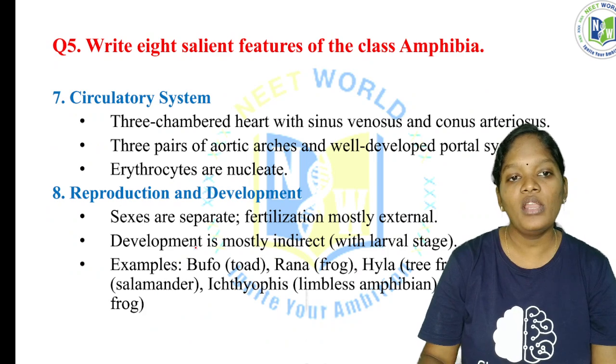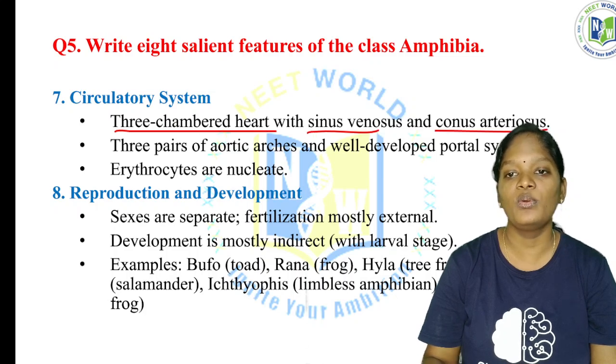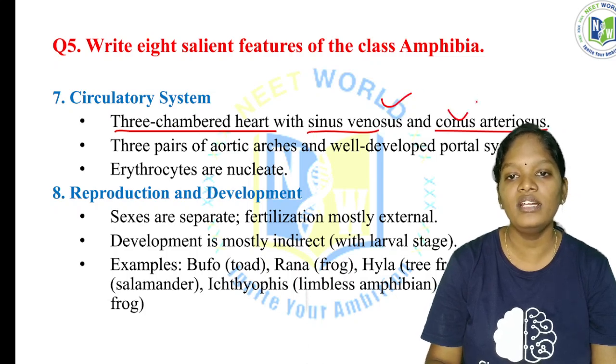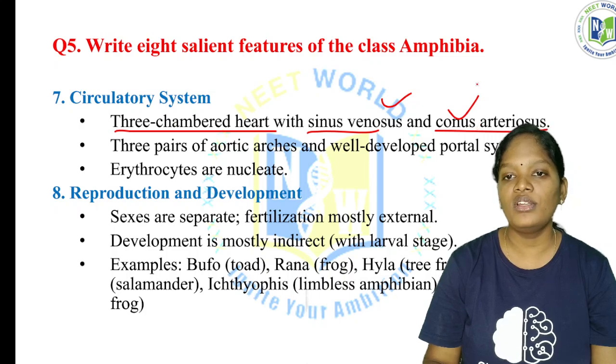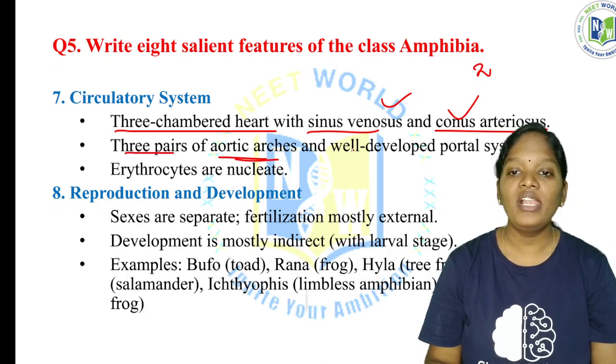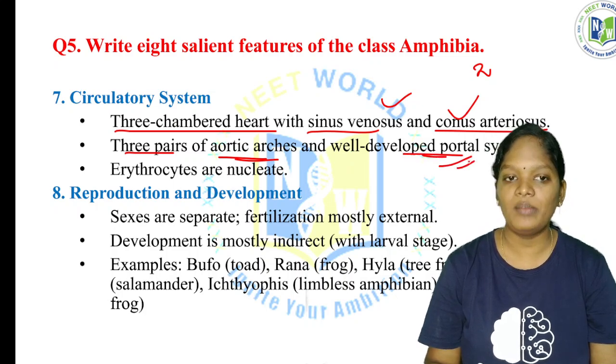Now, what about the circulatory system? Just now we have studied there will be a 3-chambered heart with sinus venosus and conus arteriosus. These are important structures, and the conus arteriosus is further divided into 2 branches, each having 3 pairs of aortic arches. Just now we have studied. Here the portal system is also very well developed.